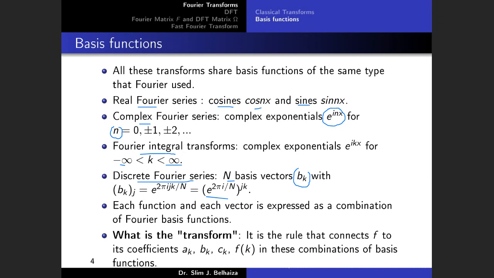So these are the basis functions, and each function and each vector is expressed as usual as a combination of Fourier basis functions. So what exactly is a transform? As we said, it is the rule that connects f to its coefficients ak, bk, ck, f hat of k, and these are combined with the basis functions.